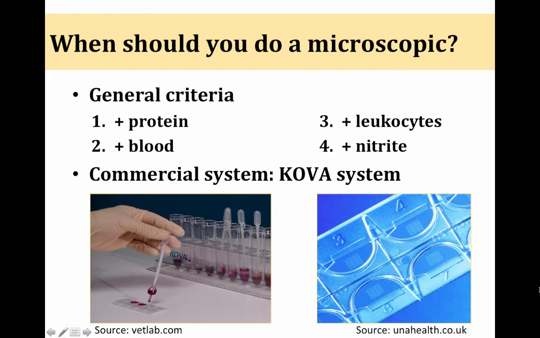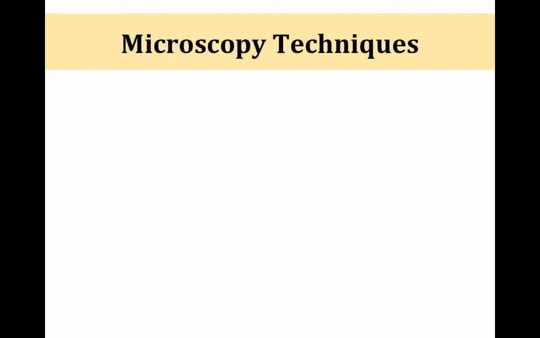In general, a microscopic urinalysis should be performed when any of your dipstick results indicate a positive protein, positive blood, positive leukocytes, or positive nitrite test. Remember that we have a commercial system that we used in lab called the COVA system that helps to facilitate microscopic analysis, making it faster and easier to perform. There are 4 key microscopy techniques used in routine urinalysis in the lab.